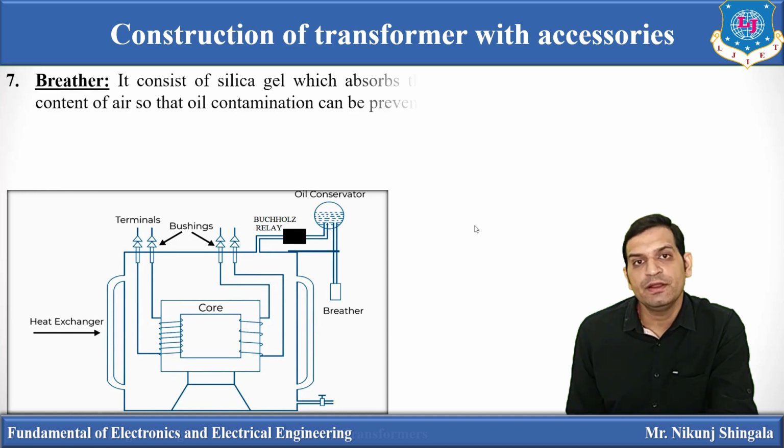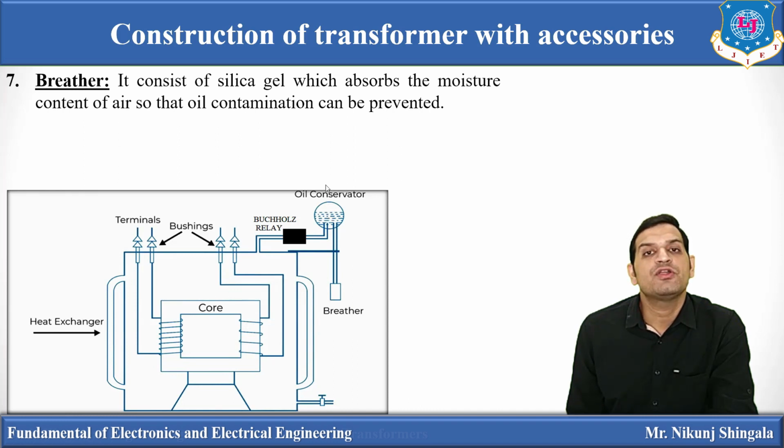Next one is the breather. Here you can see one breather is connected with the oil conservator tank by a pipe. Now we know the function of the oil conservator tank is to take the expansion and contraction of the oil. Now, what is the function of the breather? It consists of silica gel which absorbs the moisture content of the air so that oil contamination can be prevented in the oil conservator tank.